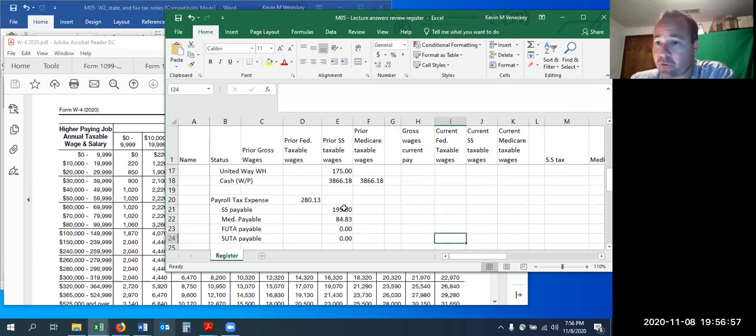Payroll tax expense, the only two we have is Social Security and Medicare. If we had more pays after this, we wouldn't have any Social Security. We'd only have the Medicare payable left. So our payroll tax expense would have gone down.